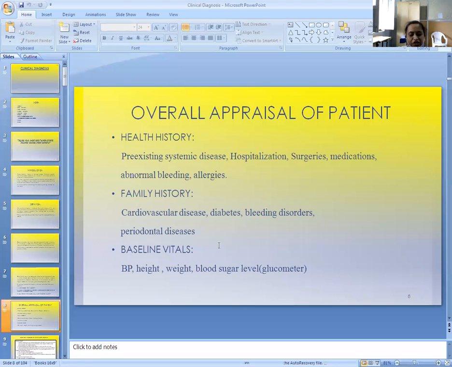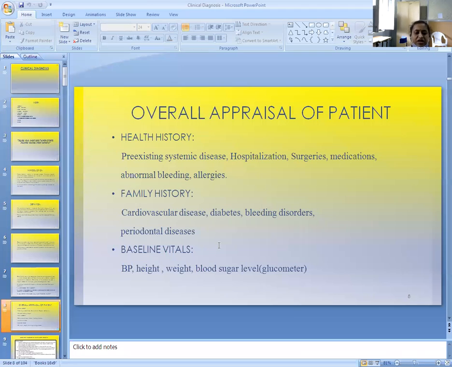When you are recording the patient's medical history, you have to ask about any pre-existing systemic disease. Sometimes the patient might not be knowing about his disease, and you are suspecting some disease like diabetes mellitus. So you have to ask the patient about related signs, like whether there is prolonged wound healing. Most commonly infections can be seen in a diabetic patient, and the patient is not able to cope up, or wound healing is not proper. It can happen in an uncontrolled diabetes mellitus patient.